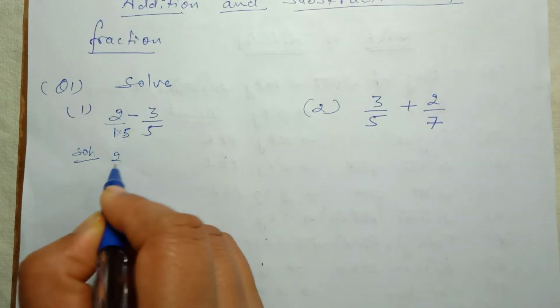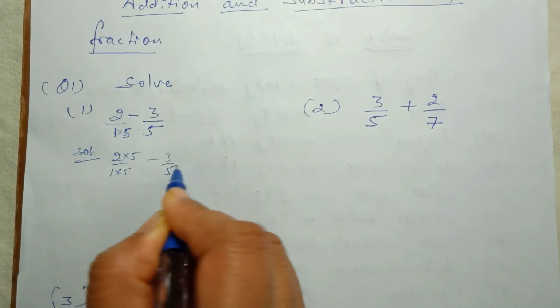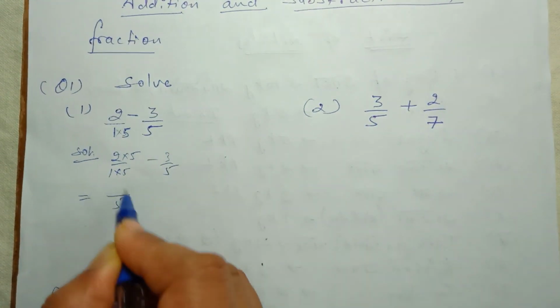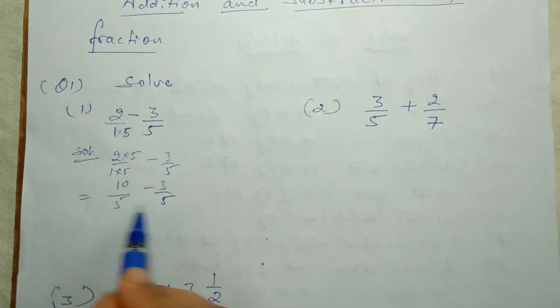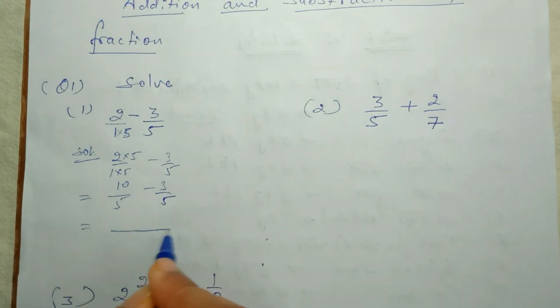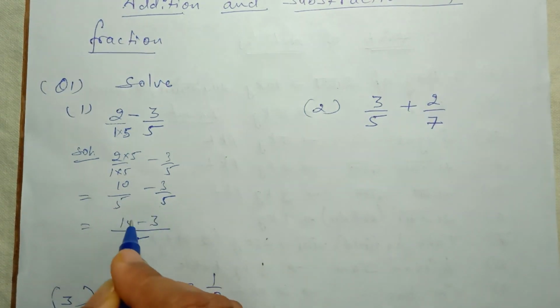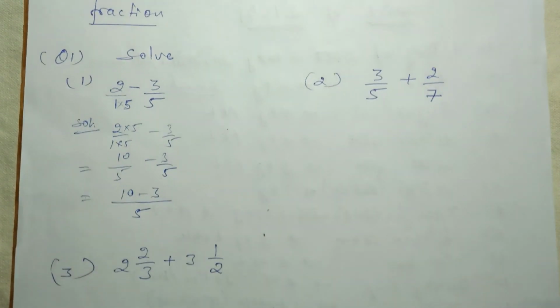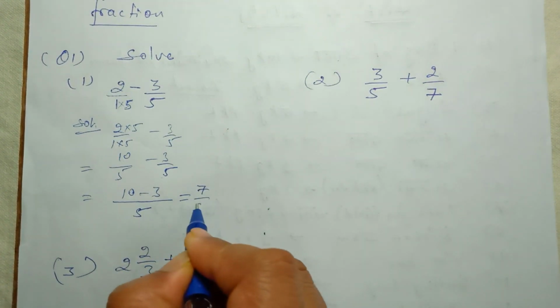So if we multiply it by 5, and the numerator also, then both of them will become equal. 2 times 5 is 10, minus 3 by 5. Now both denominators are the same, so we can take them one time and the numerators will be solved according to the sign. 10 minus 3 will give 7 by 5.